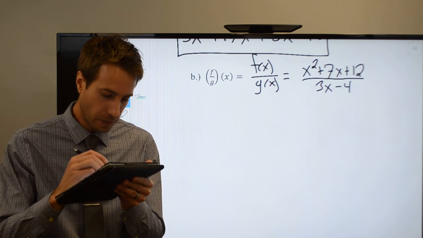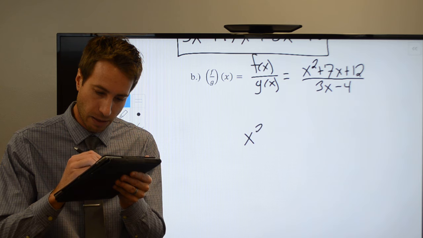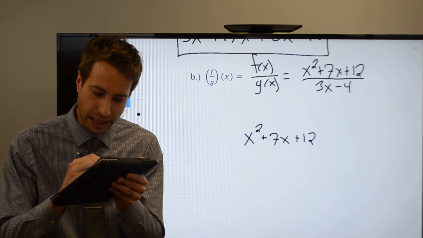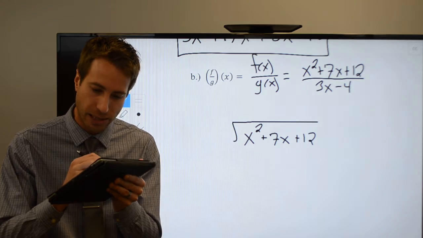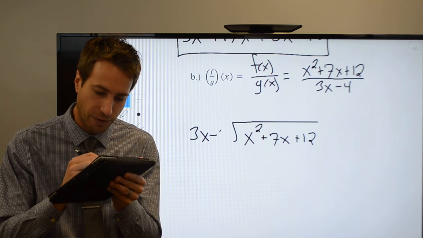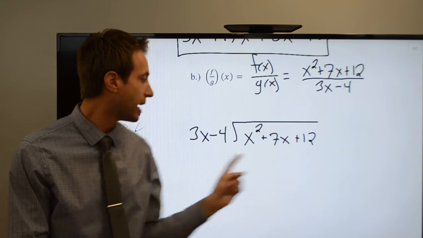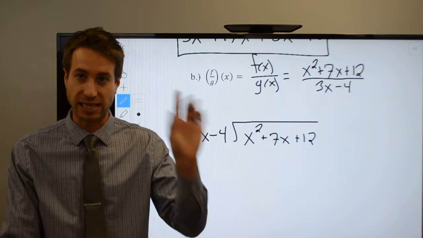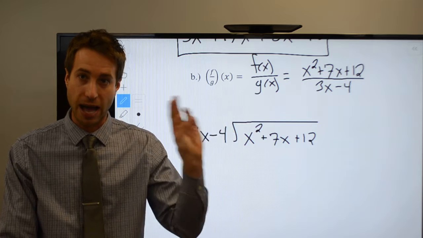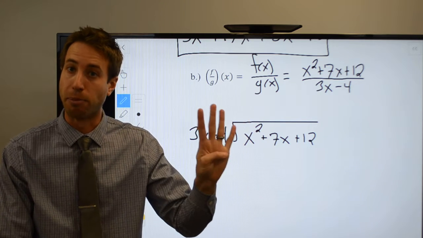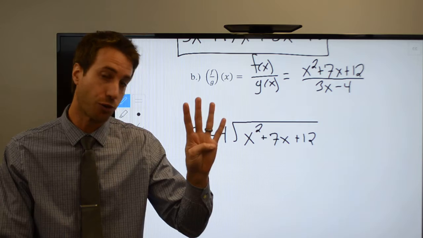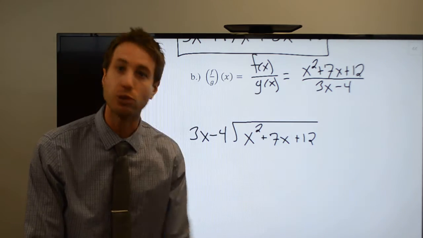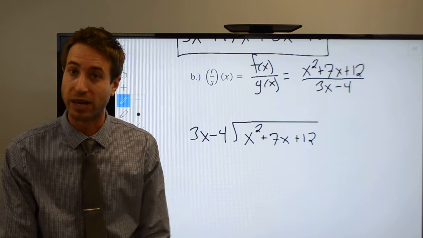The x squared plus 7x plus 12 is my dividend. It goes inside the long division symbol. The 3x minus 4 is my divisor. It goes outside. And remember, we run through that 4-step process. It is divide, multiply, subtract the product, bring down. Once you've gone through those 4 steps, you then repeat that process until you run out of things to bring down.